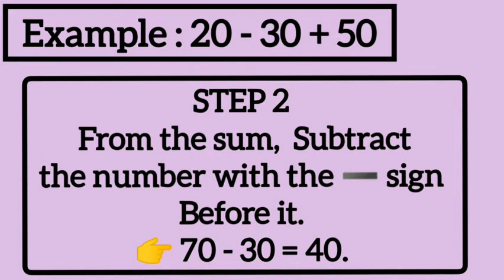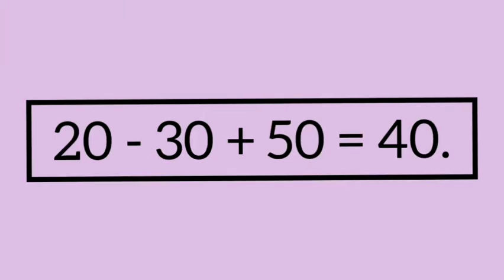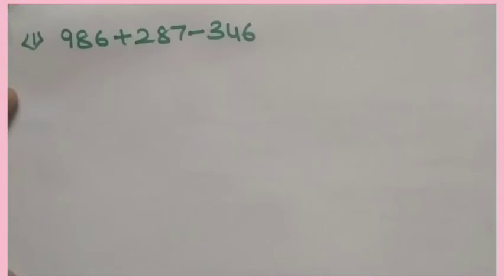Now look at step 2. From the sum, subtract the number with the minus sign before it. Now we got 70. 70 minus, which one is having subtraction symbol? Yes, 30. So 70 minus 30 equal to 40. Therefore, we got 40 as answer. 20 minus 30 plus 50 equal to 40.